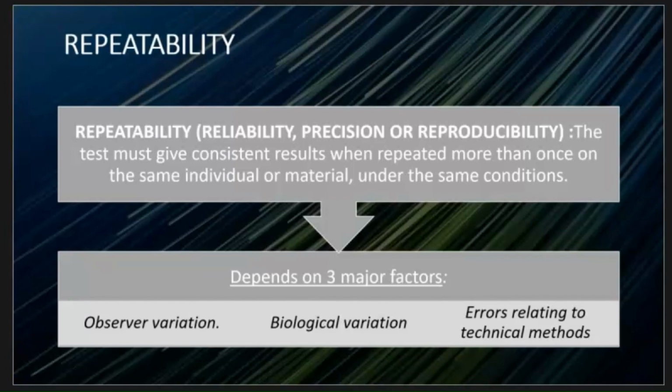The second criterion is repeatability. Repeatability is also known as reliability, precision, or reproducibility. It means when we are repeating the test, it must give a consistent result, right? And we are doing the test on the same individual or material or under the same conditions. So it depends upon three major factors. First is the observer variation. Second is the biological variation. And there may be error due to the technical methods which we are using for screening.